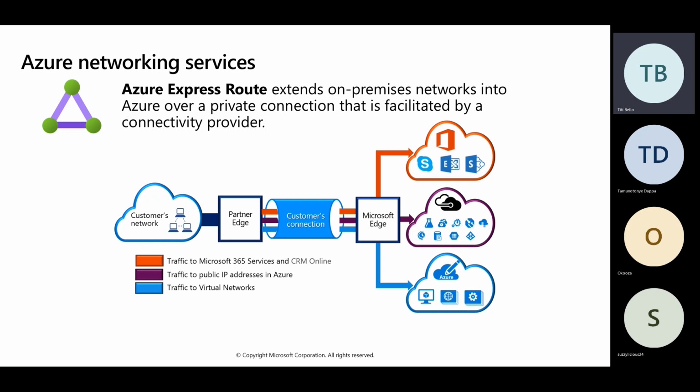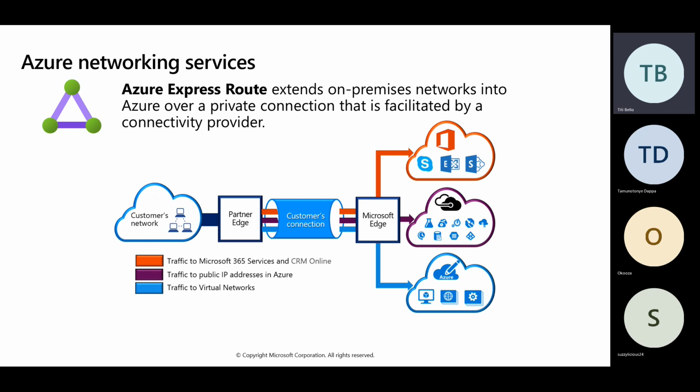If you look at this screen, for instance, you will see your private data center. Now, the data center here, they call it partner edge. The partner here is actually the ISP. So the ISP will create a pipe between you and then Azure Edge. The Azure Edge is the Azure gateway of your tenant.